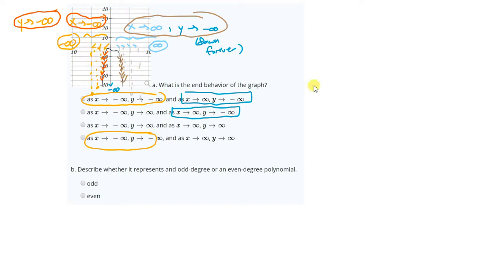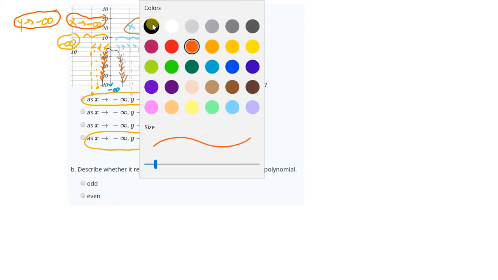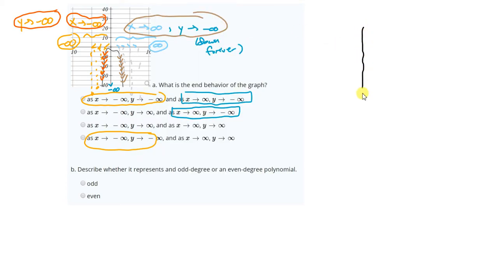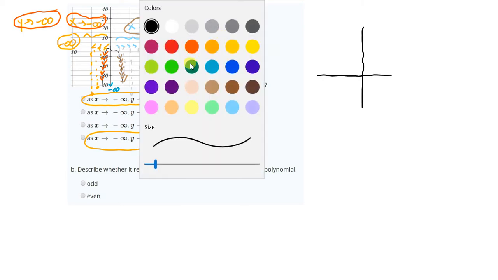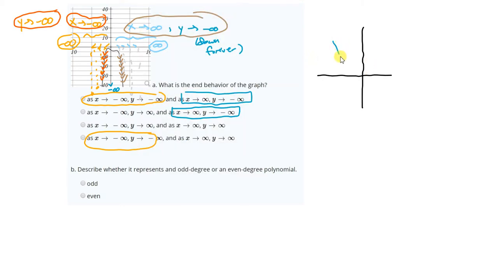Okay? Now, the question about degree is interesting. Think about your good old buddy, the parabola. Here is the parabola. And what's the equation for a parabola? We all know our good old friend, x squared. Now, what's the degree of x squared? The degree is 2. The degree is the highest power.